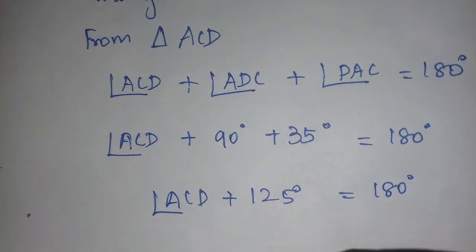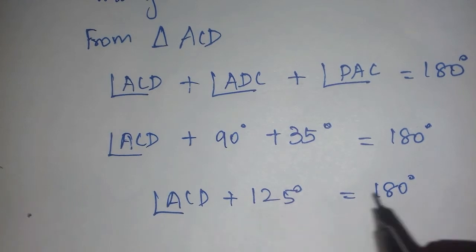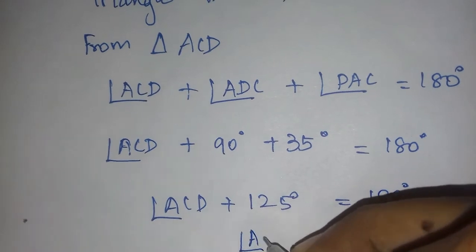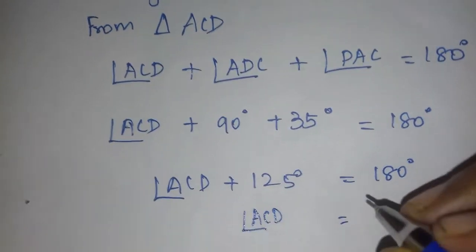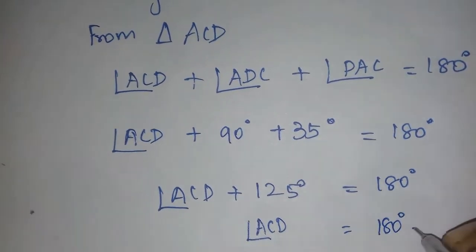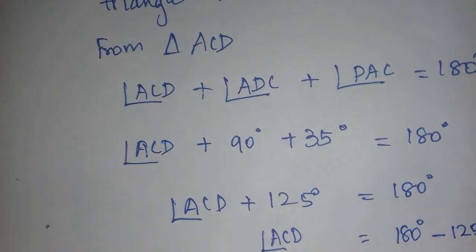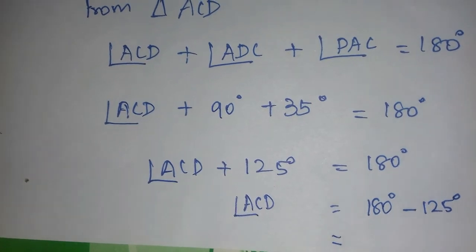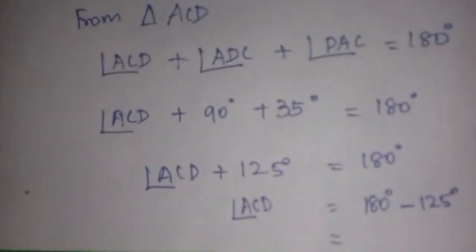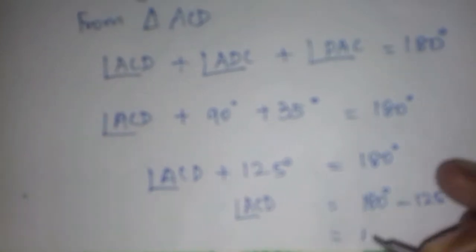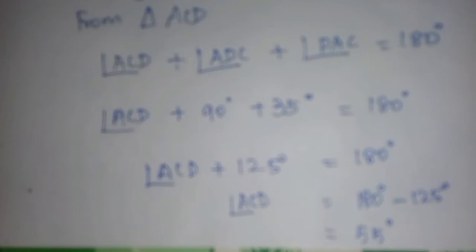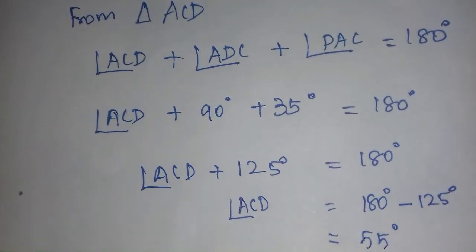Next, what are we going to do? We are going to bring this 125 degrees to the right hand side. So, angle ACD is equal to 180 degrees minus 125 degrees. So, what will you get? You have to subtract 125 degrees from 180 degrees. You will get 55 degrees. Can you understand this? Angle ACD is 55 degrees.